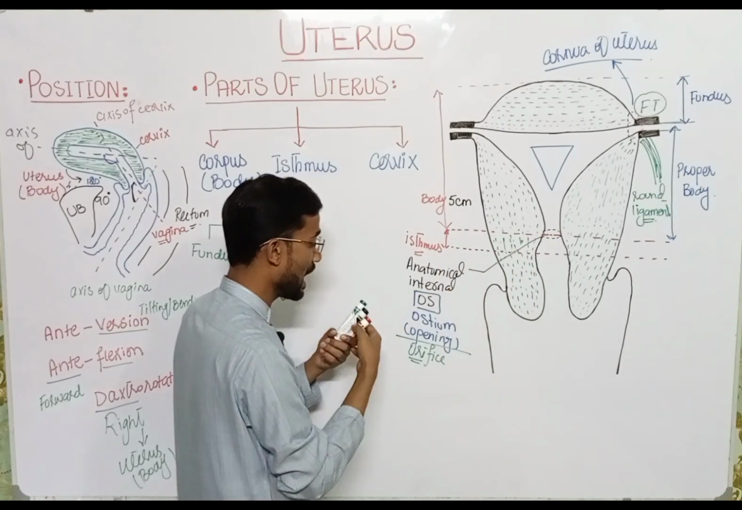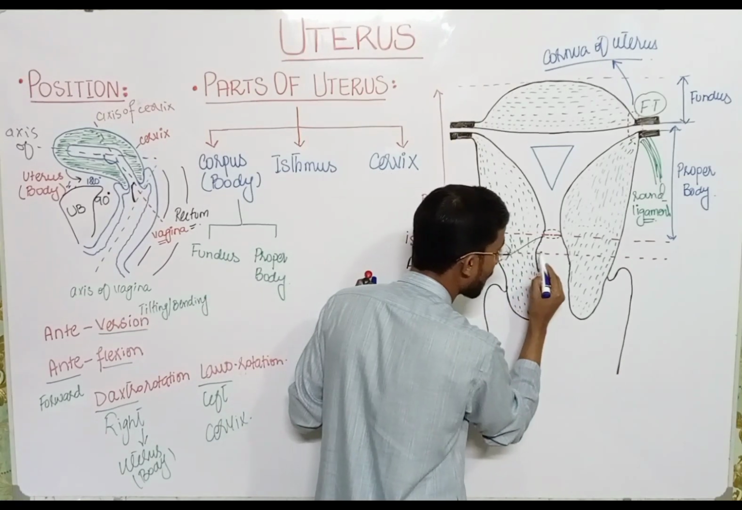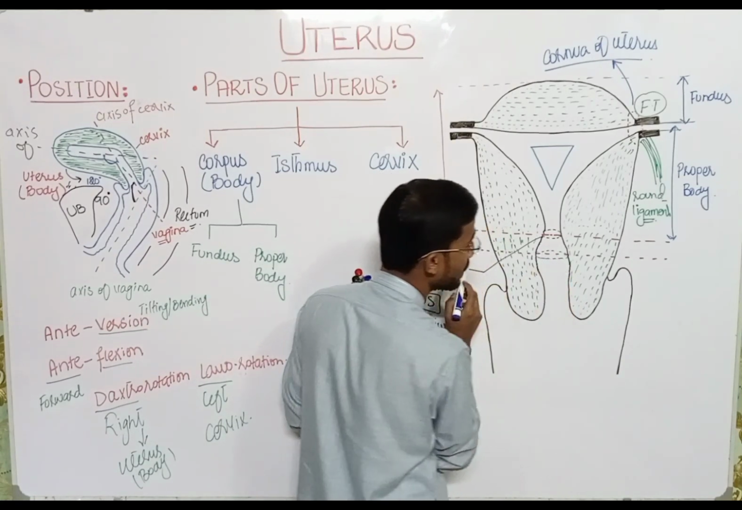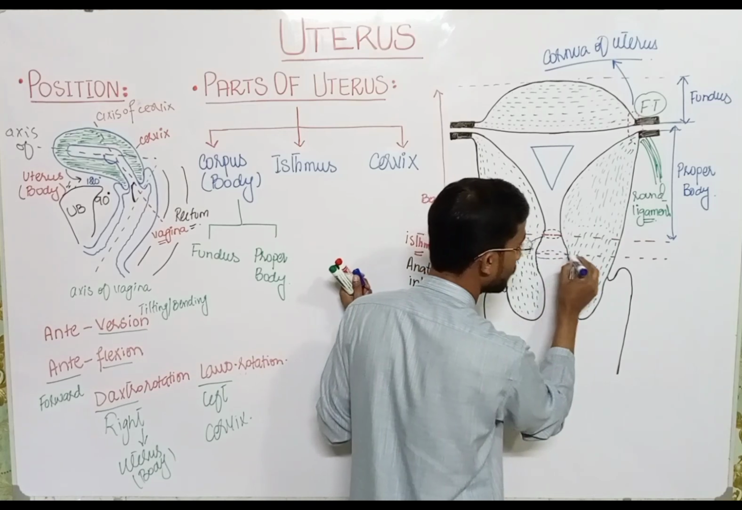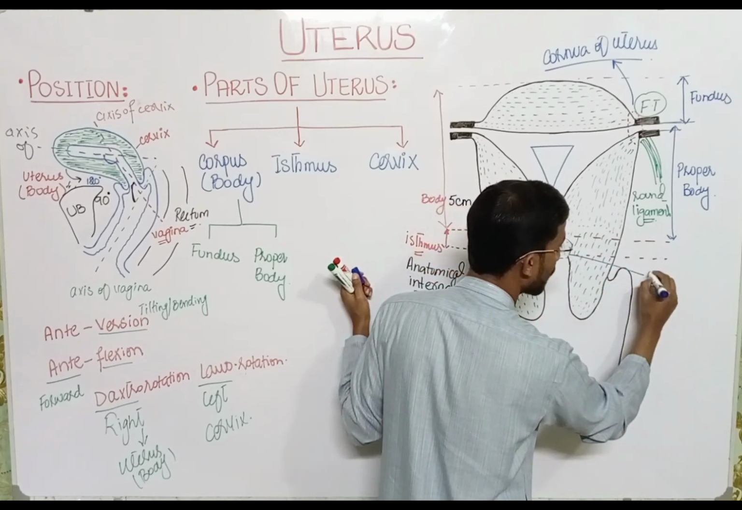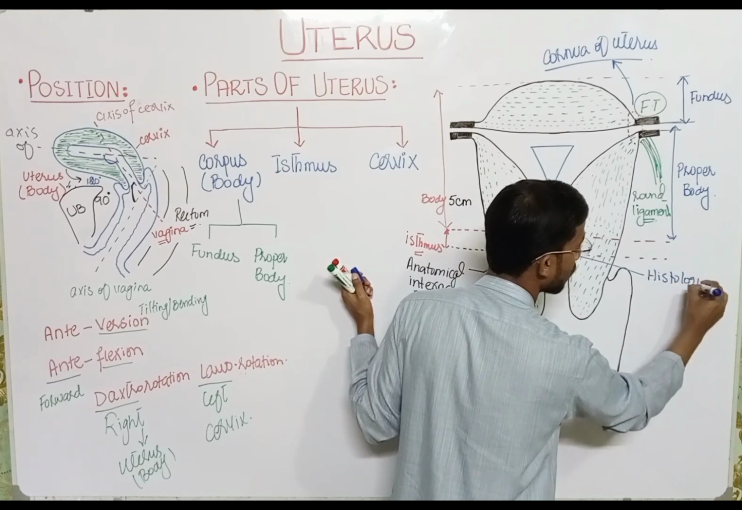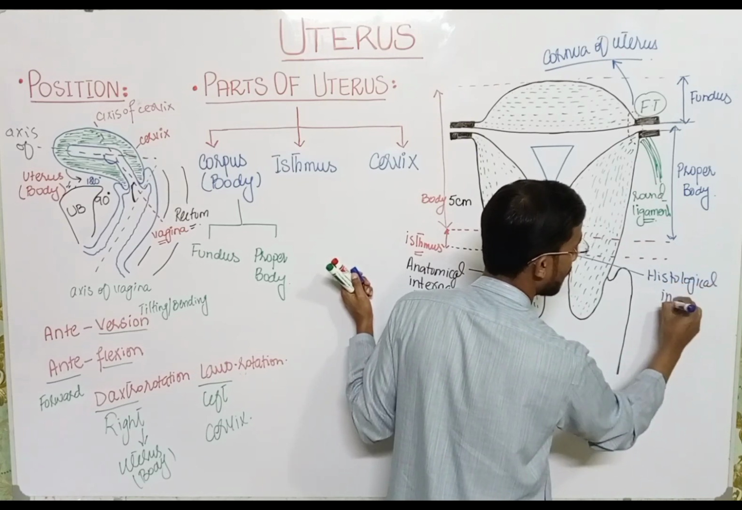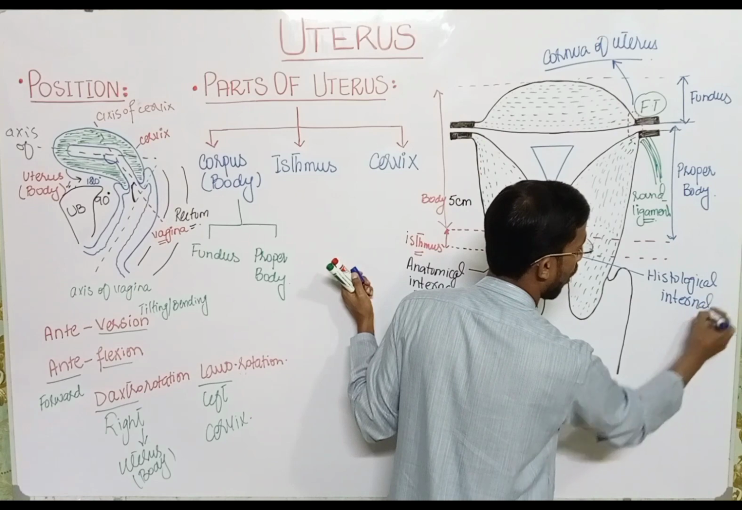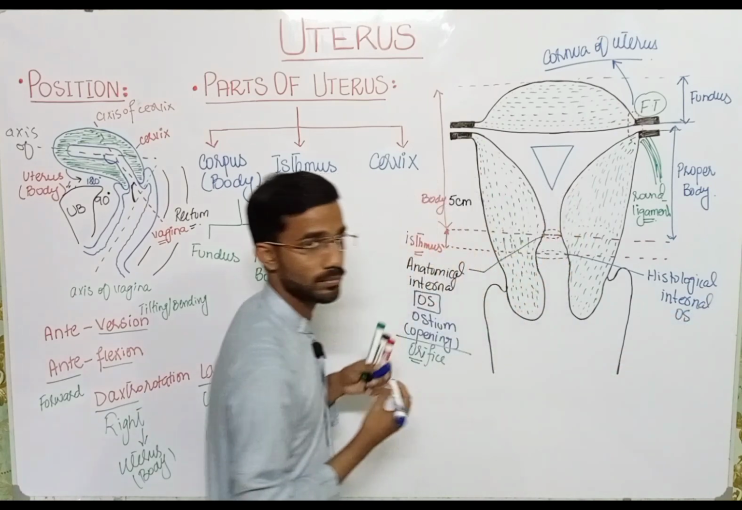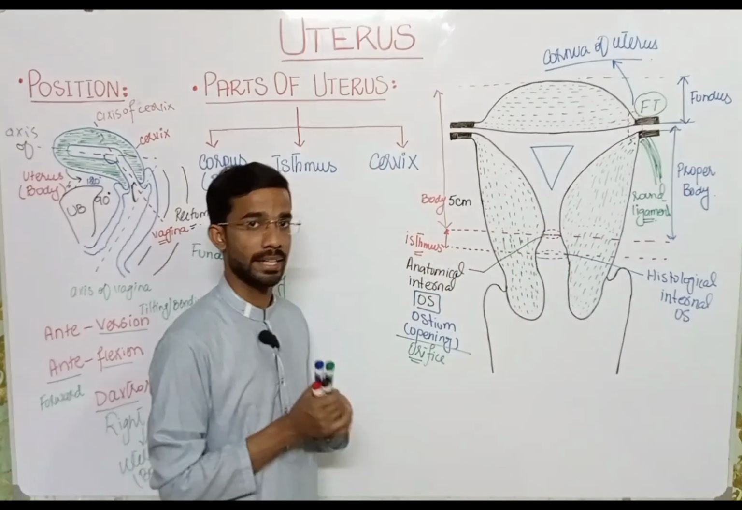This is the first one, and after that you will see another ostium, and this ostium is called the histological internal os. This is the histological internal os.